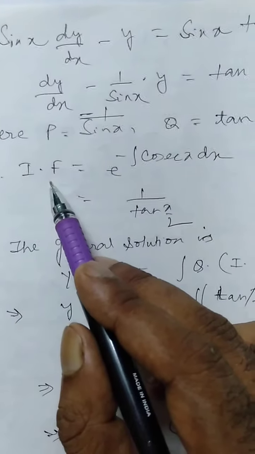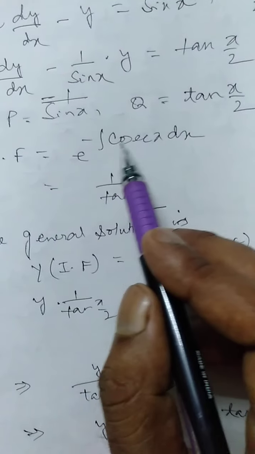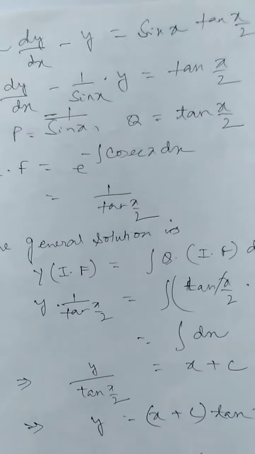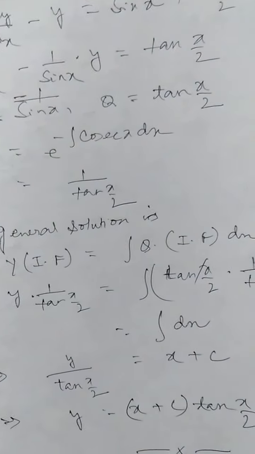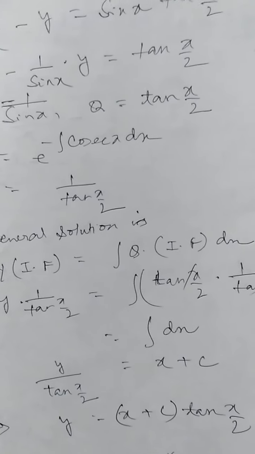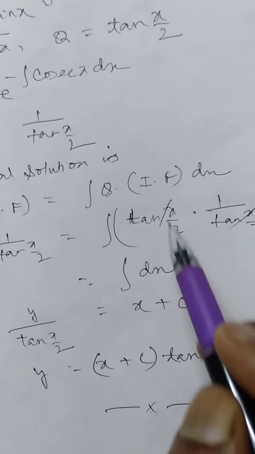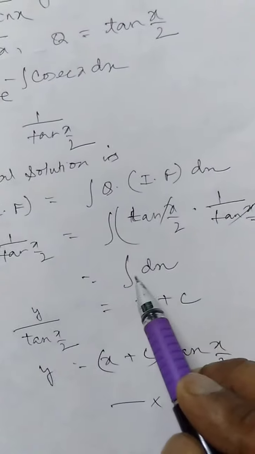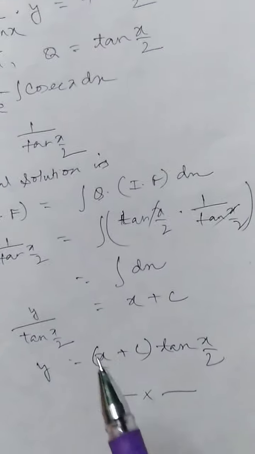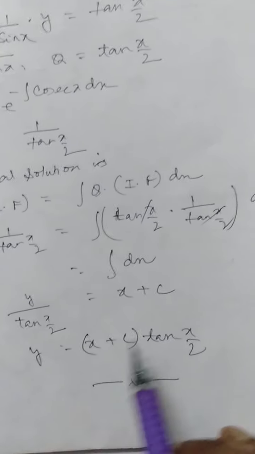So we will find the integrating factor: e to the power integration of minus cosec x dx. Now you know very well, integration of cosec x is what? log tan(x/2). Because of this minus, it is becoming 1 by tan(x/2). Now put the factor. So here this will cancel, and you will get only integration dx. Okay. And this is the general solution.